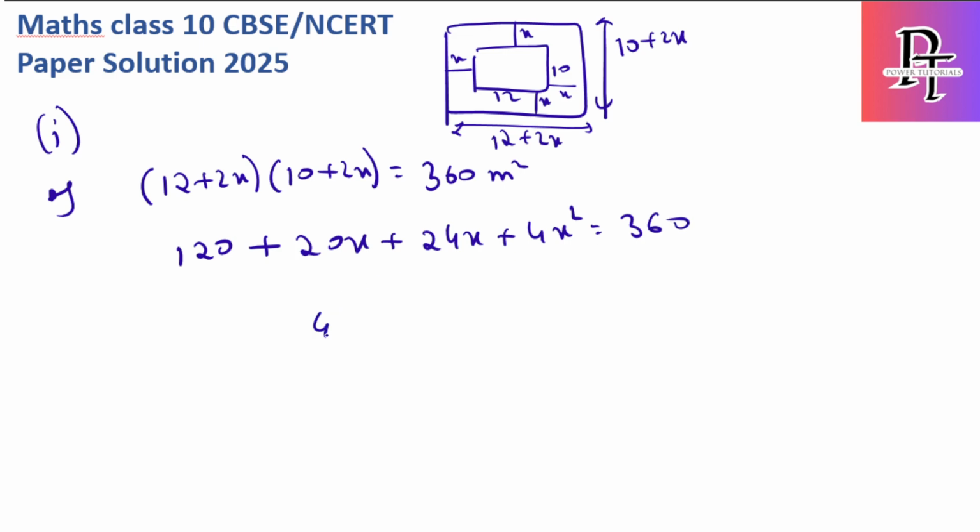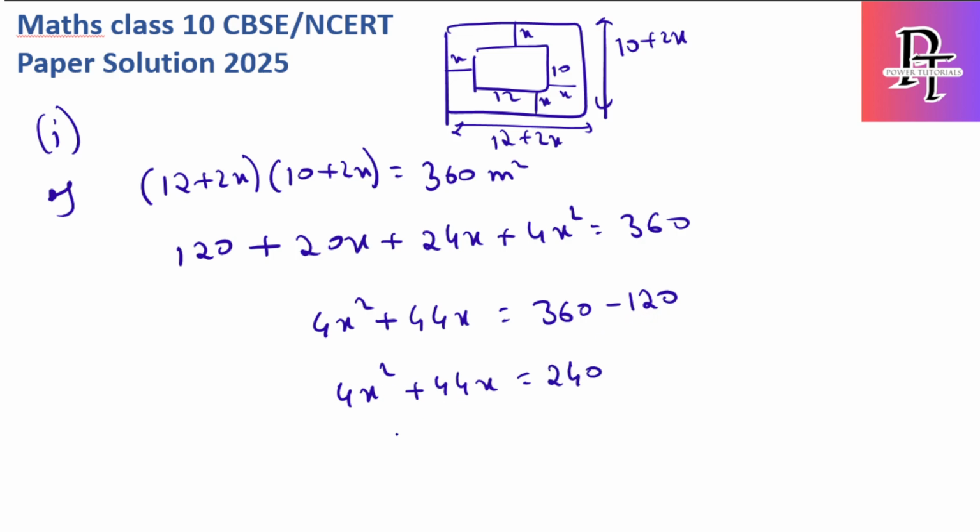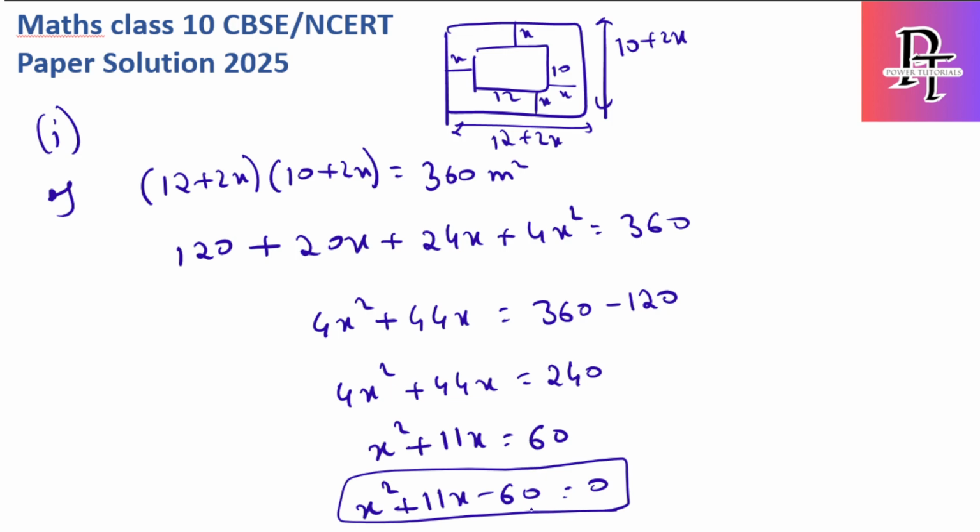I'll write x square first. So it is 4x square plus 44x is equal to 360 minus 120. So this becomes 4x square plus 44x is equal to 240. If I divide by 4, I get x square plus 11x is equal to 60. So the final quadratic equation is x square plus 11x minus 60 is equal to 0. This is the quadratic equation which we need to solve to get the value of x.